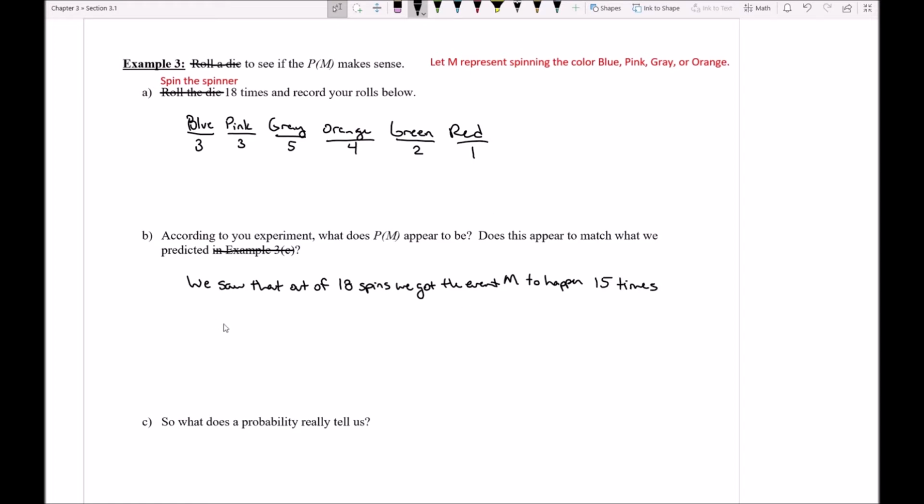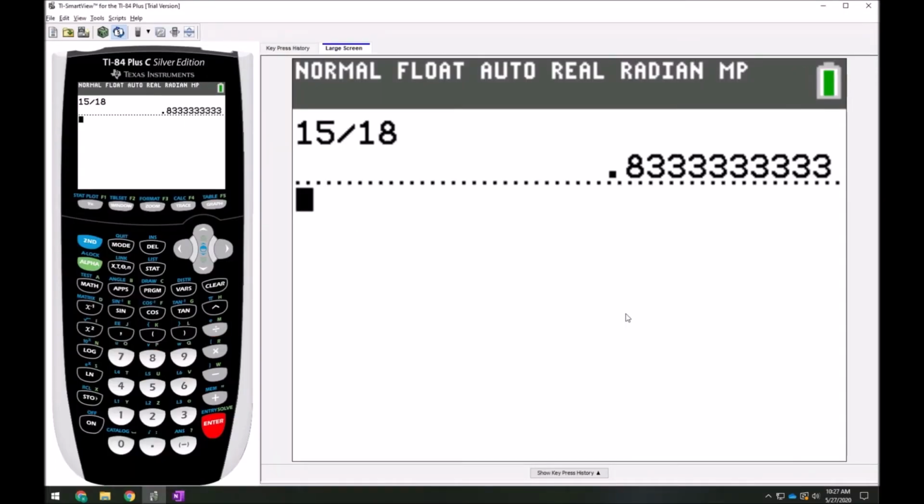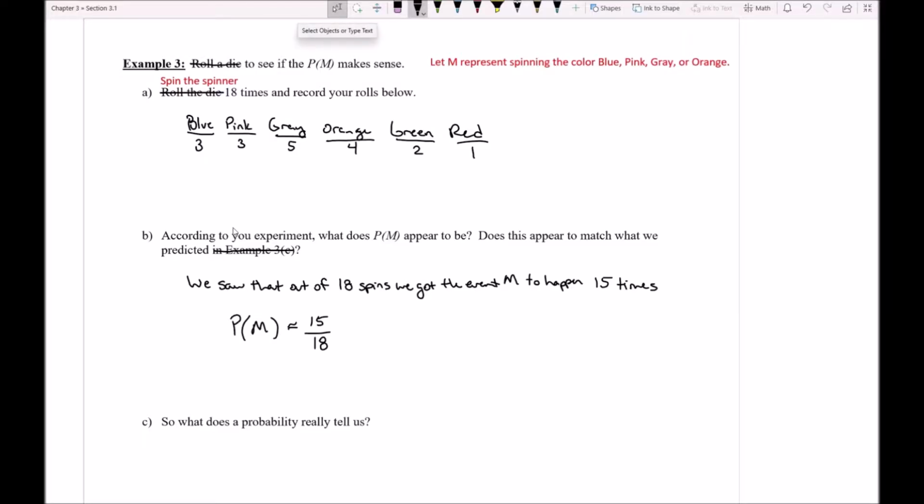Well, what that means is that we would say that our probability of m should be roughly equal to 15 out of 18. If I look at what 15 out of 18 actually is, if I pull up my calculator, I can see that 15 out of 18 gives me about 0.8333. So if I go back, this would be 0.8333. Now, this is kind of weird because this says that this is about 83%.